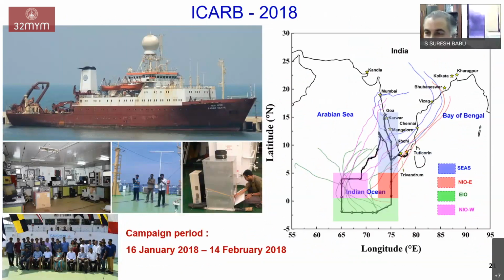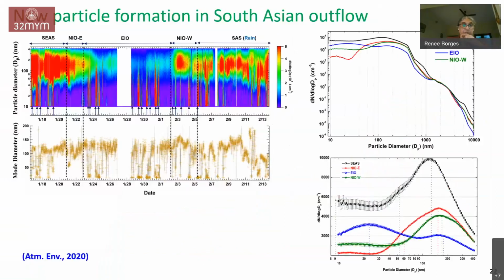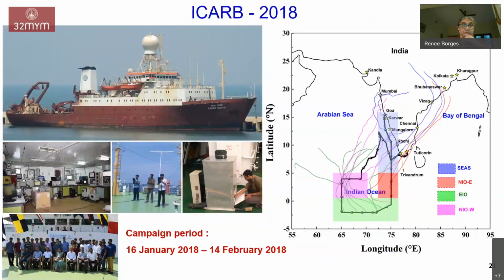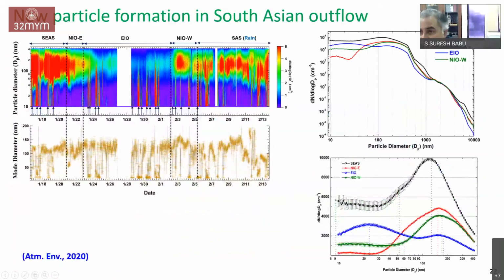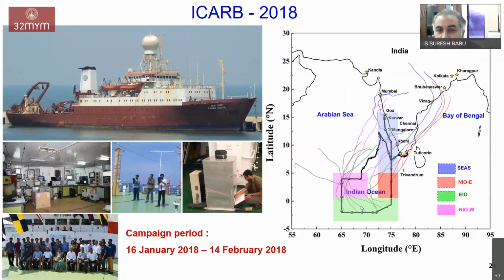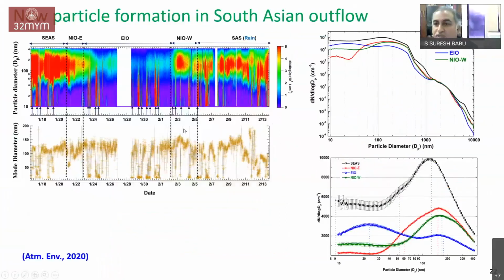We have recently conducted shipborne observations over the oceanic region around the Indian subcontinent. The research vessel Sagar Kanya was used for that, and it was converted to an aerosol laboratory. One of the important observations we could make in this study is over the equatorial Indian Ocean. We could measure the size distribution of aerosols in the submicron size range, starting from a few nanometers, which was never done before. We could see that over the equatorial Indian Ocean, this green shaded region, there is a significant amount of new particle formation.